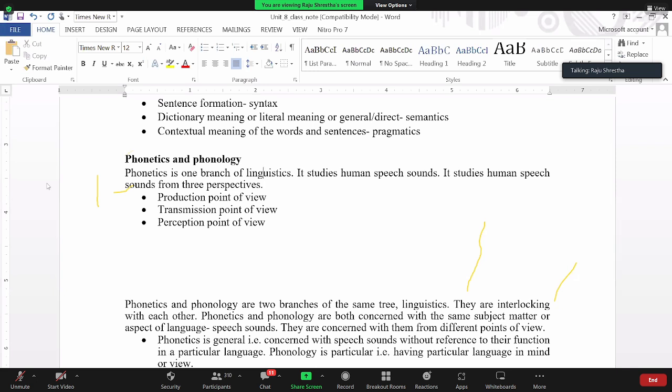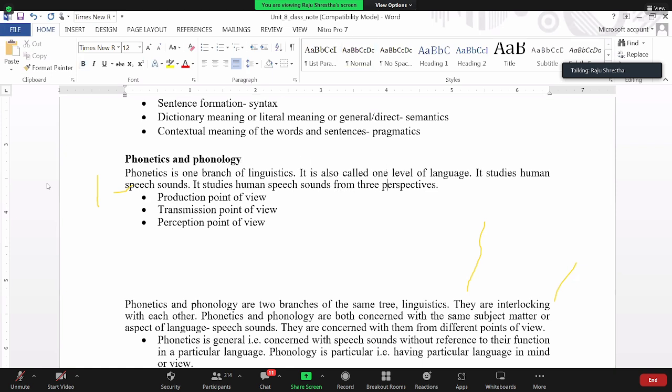Linguistics means the study of language. It is also called one level of language. Phonetics, phonology, morphology, syntax, semantics: these are the levels of language. So we can call it one level of language, one branch of linguistics. It studies human speech sounds from three perspectives.